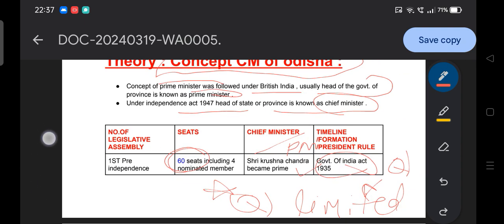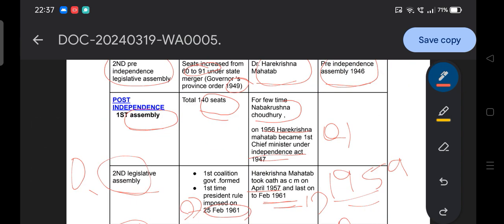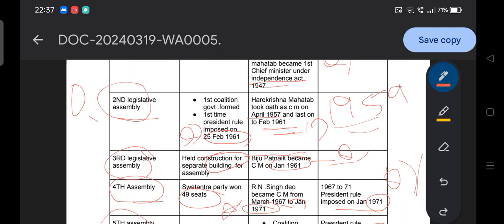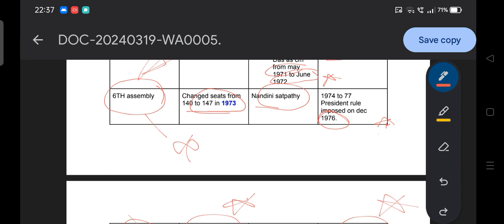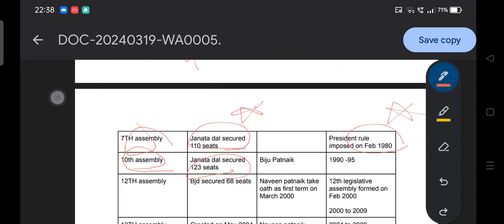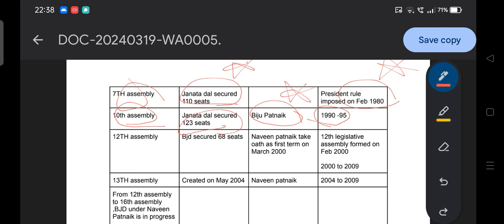Okay, you always have to think about how a question can be framed. If you have this attitude, then it becomes easy to clear this question. And that is how you have to take the advantage over your competitor. So that is how you have to remember. In the 10th legislative assembly Janata Dal secured 123 seats, and during that time the chief minister was Biju Patnaik. That can also be converted into a question. And the timeline of that 10th legislative assembly is 1990 to 95. Each and every column here is important. You can't ignore even a single column, because this is the way you have to cover if you really want to crack these examinations.